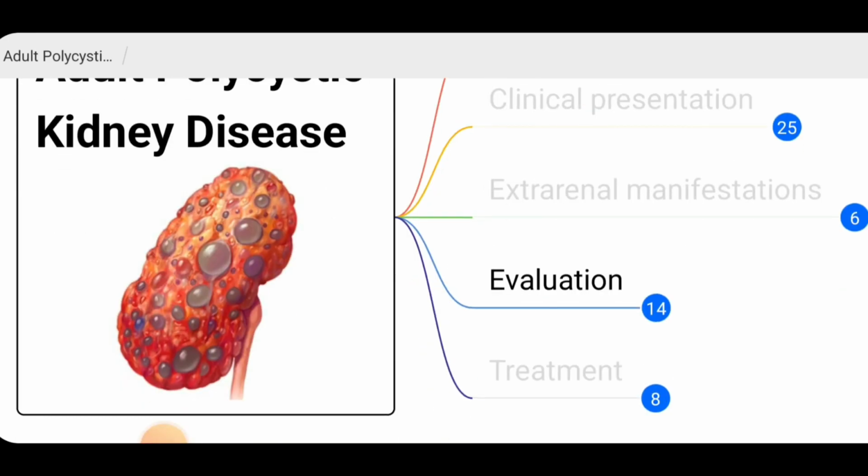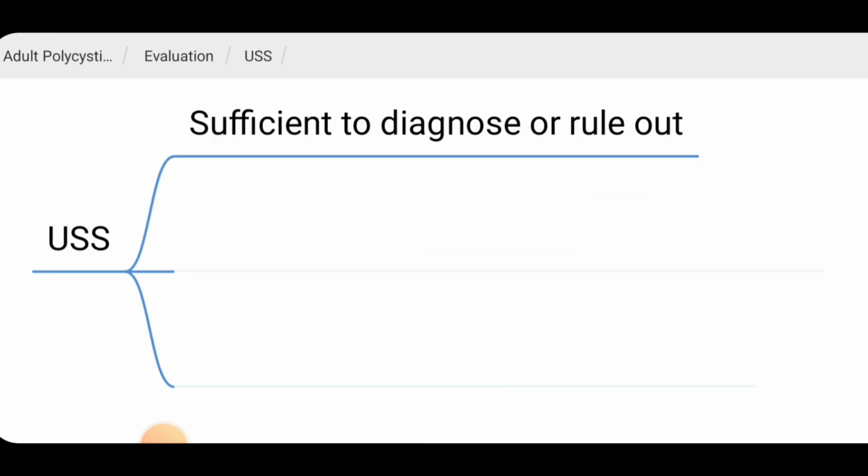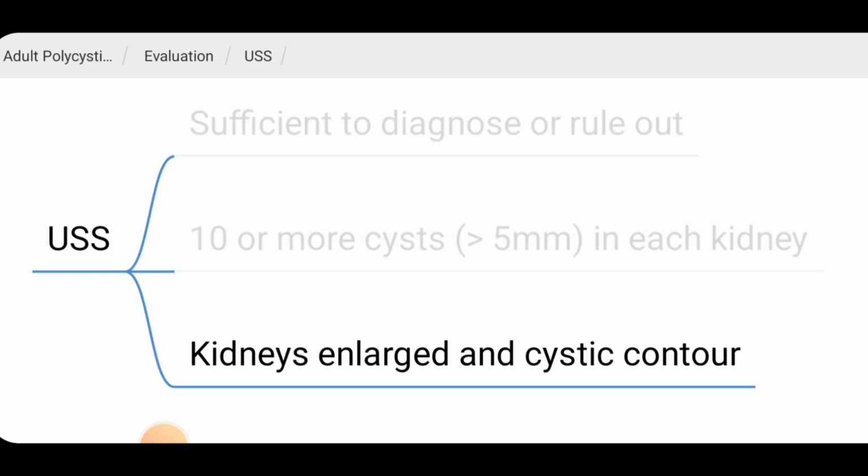How can we evaluate a patient with adult polycystic kidney disease? We can do an ultrasound scan. Ultrasound scan is sufficient to diagnose or rule out adult polycystic kidney disease. We can diagnose adult polycystic kidney disease if there are 10 or more cysts measuring more than 5 mm in each kidney. And also in the ultrasound scan the kidneys are enlarged and cystic in contour.